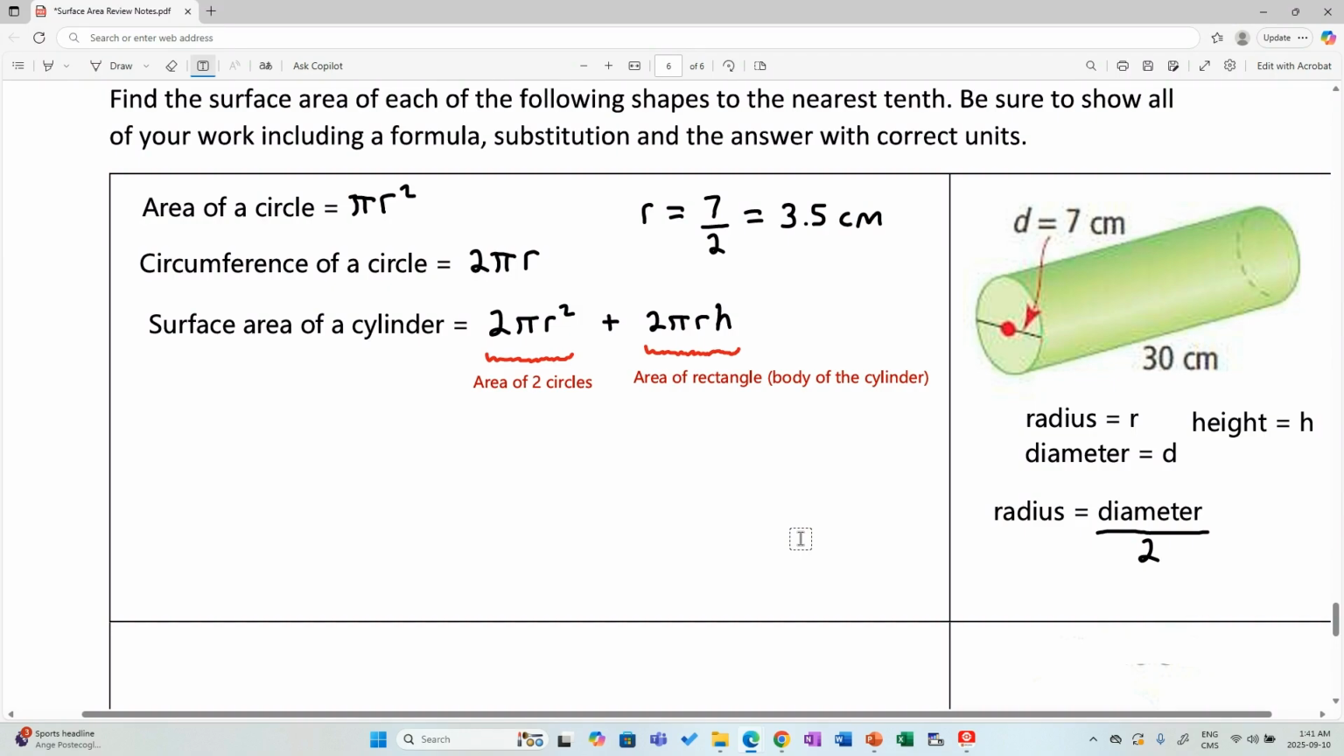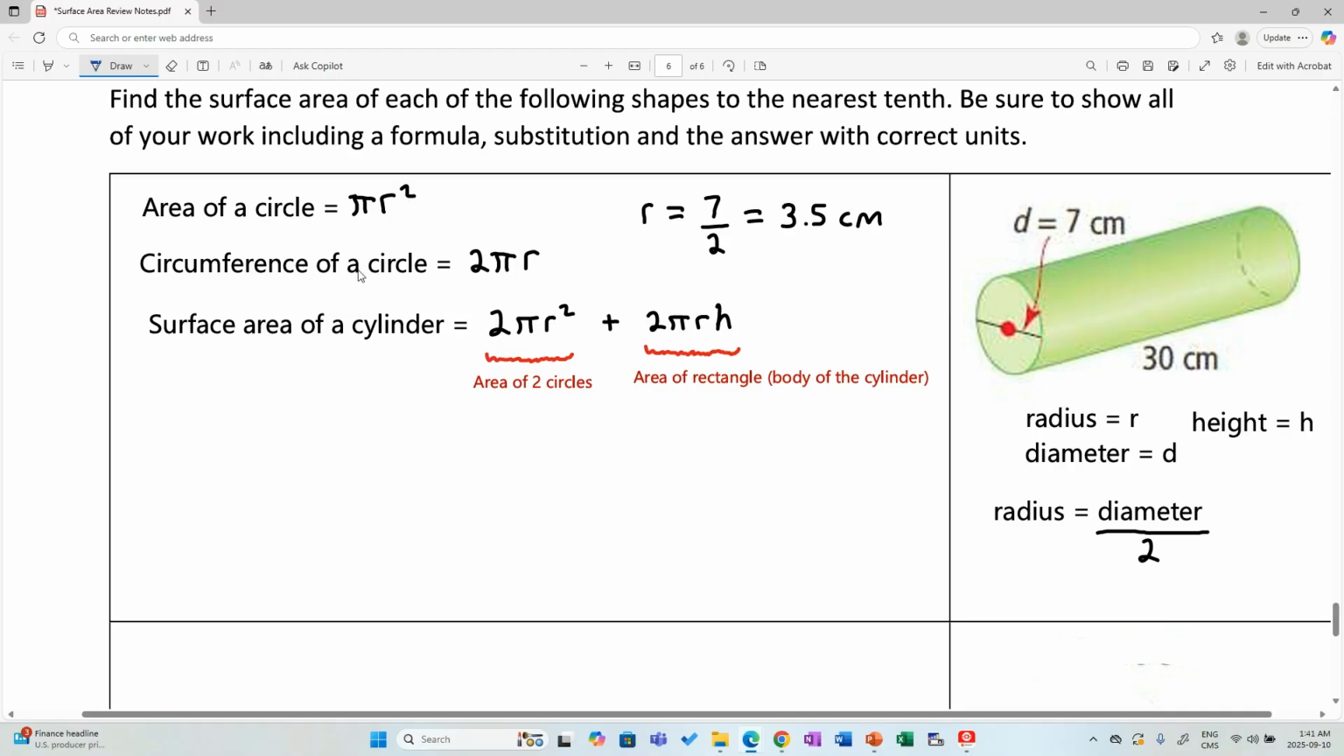Now let's talk about how to find the surface area of a cylinder. So a cylinder has two circles and a body, which is actually rectangular if you remember the net for a cylinder. First, let's review the area of a circle. The area of a circle is defined as pi r squared, with r being the radius of the circle.